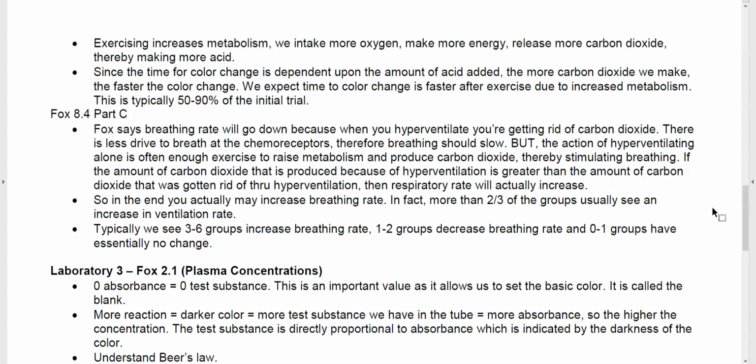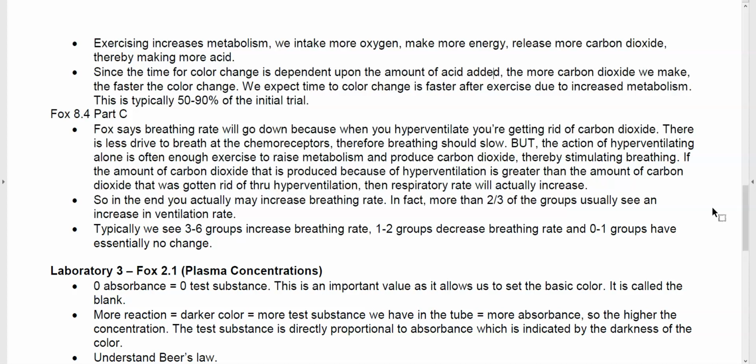Part C is looking at the same idea in some ways. What we're looking at there is measuring the breathing rate before and after hyperventilation. The average breathing rate in humans is about 12 to 20 breaths per minute. So the idea was, again, measure a baseline breathing rate, just like we measured resting pulse, we'll measure resting breathing. And then have the person hyperventilate.